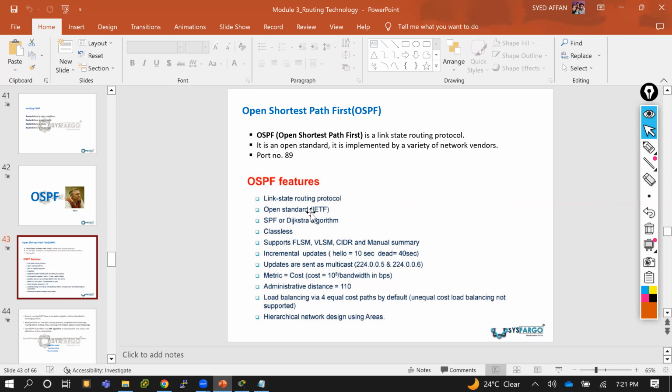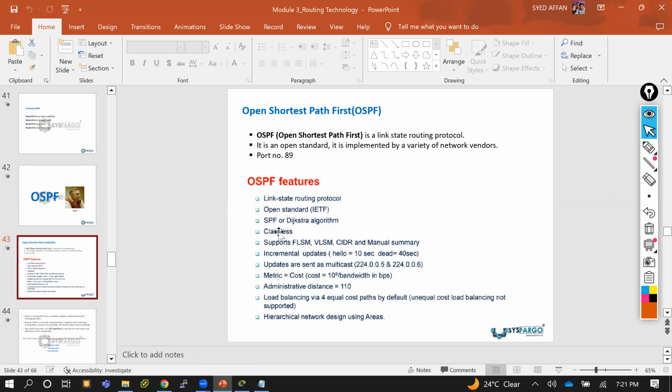Next, it's an open standard. Open standard means you can take any vendor's router and implement the OSPF protocol. It was derived from the Dijkstra algorithm, which means the OSPF protocol design was developed from the Dijkstra algorithm. Next, it is a classless protocol.